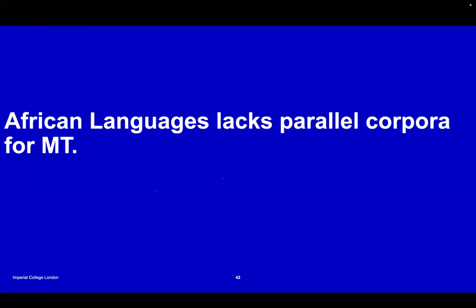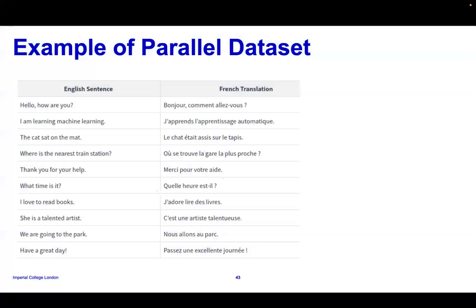Now, but one thing we should know is that if you want to do machine translation, African languages do not have parallel corpus to do machine translation. So there are many ways. This is an example of parallel corpus. For example, this is "how are you" in English, and in French, "how are you?" "I'm learning machine learning." So this is what we mean by parallel corpus.